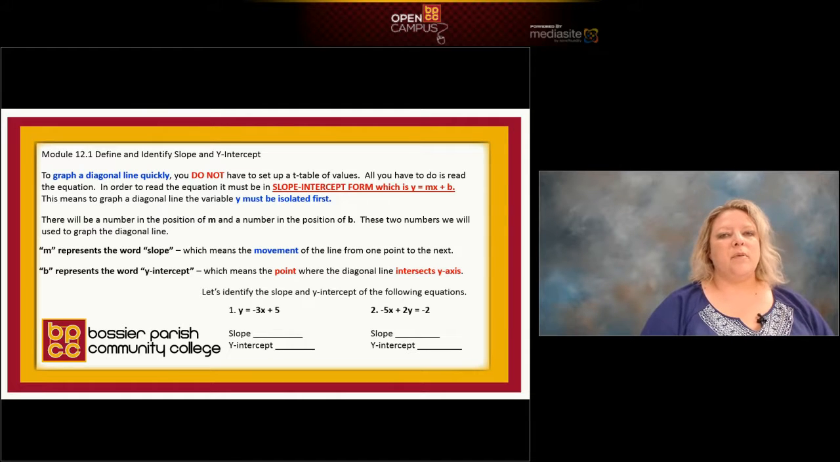The other important number that we need is b, the y-intercept. Now, what is that usually? In the equation, that's going to be your constant, the number that has no letters attached to it. Okay, so come to the board and I'm going to work these couple of equations out for you, and we're going to just identify our slope and our y-intercept.